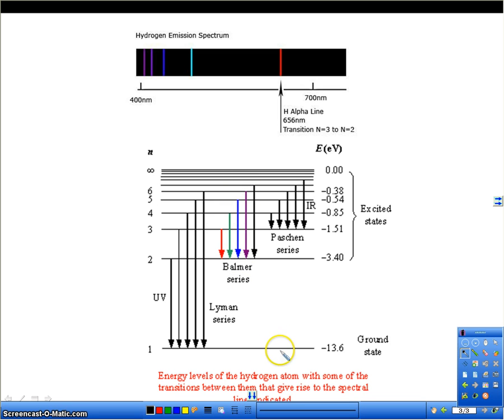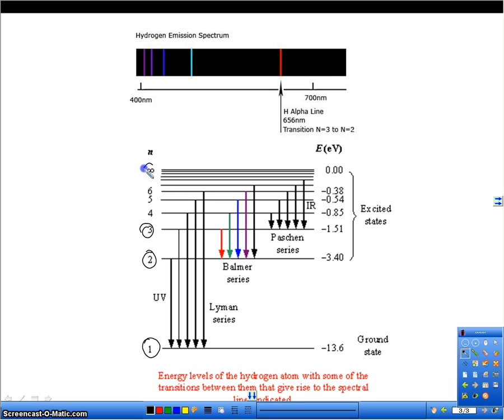So this is the way this is drawn out right now, and this is how we typically draw them. The bottom line represents the N equals 1 ground state. The second line up will be N equals 2, N equals 3, and it would go up like that. You can see that they're drawn so they're getting closer together because there's less and less energy difference between the various energy levels.